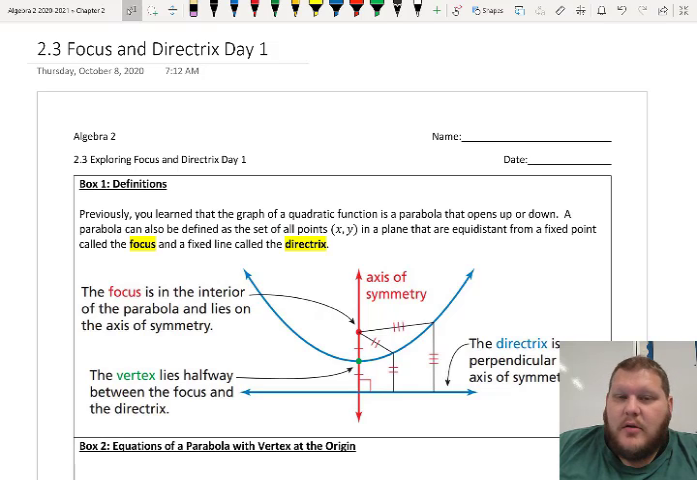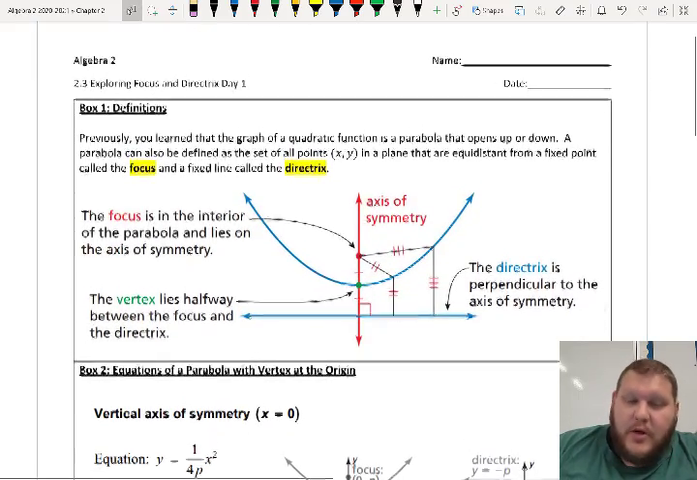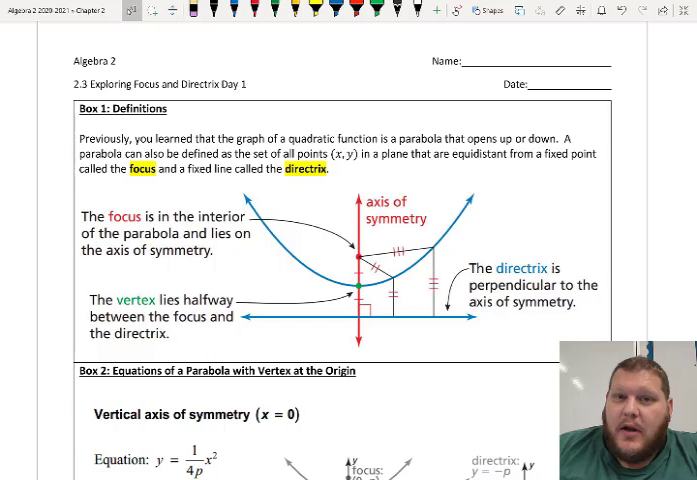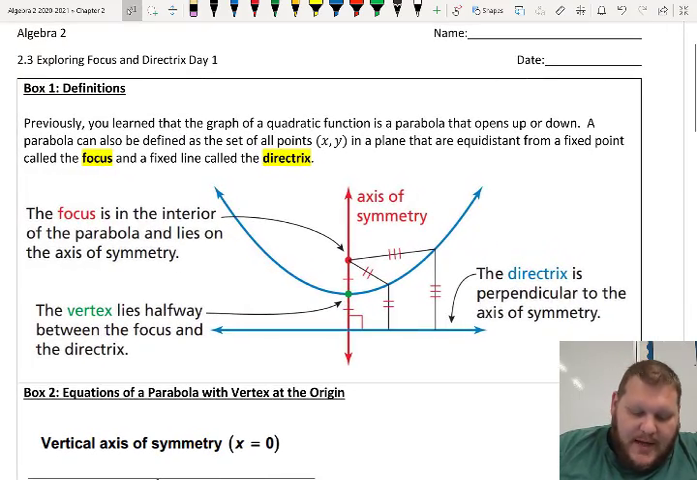And with today, we're going to be focused on having my vertex staying at the origin. So I know we've spent some time in the last couple of days. You guys have been working on the gizmo, just kind of getting acquainted with the idea of a focus and a directrix. So just a quick little reminder of what that means.